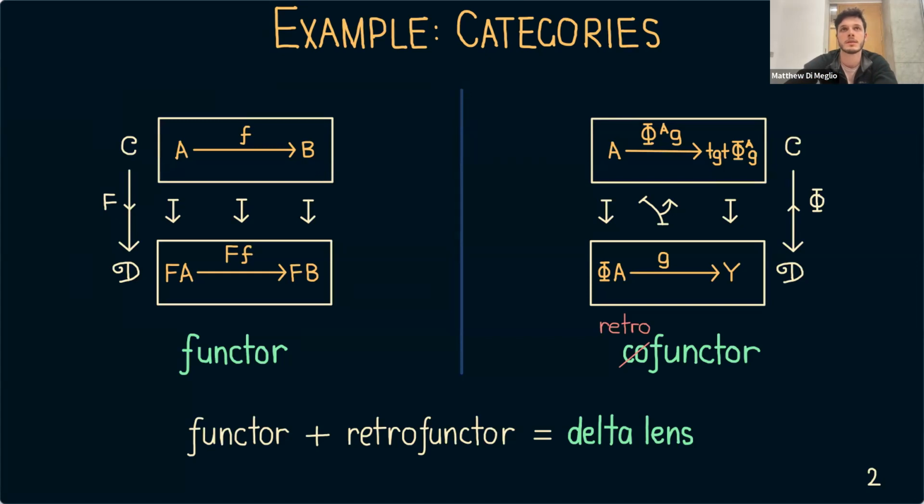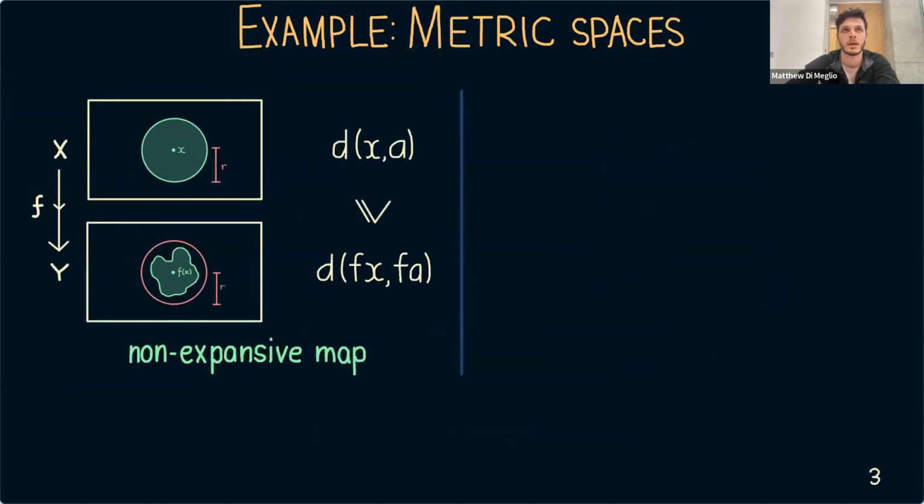This is my first main example that we're going to have in the back of our minds as we go through the talk. For the next example, we're going to think about metric spaces, or should I say Lawvere metric spaces. These are actually examples of enriched categories, but for now, we're just going to consider the specific case of Lawvere metric spaces.